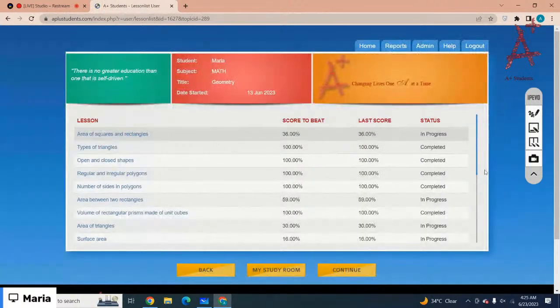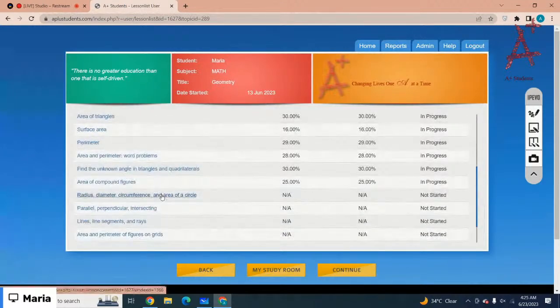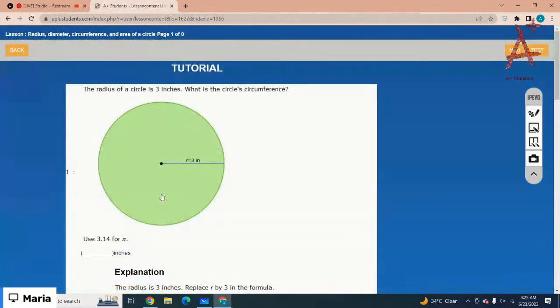Okay, and the next lesson is radius, diameter, circumference, and area of a circle. Okay, so you are given the radius of the circle. The radius of the circle is 3 inches.